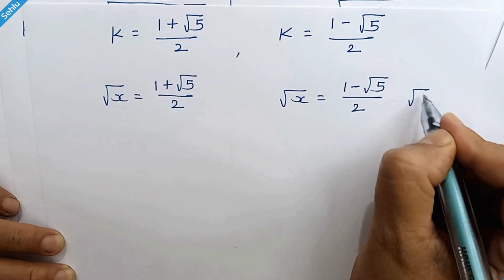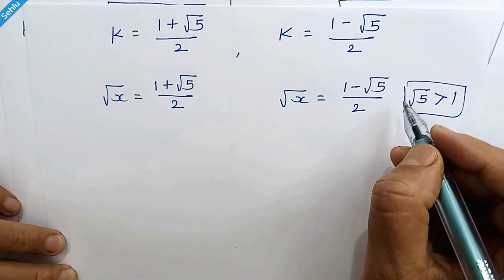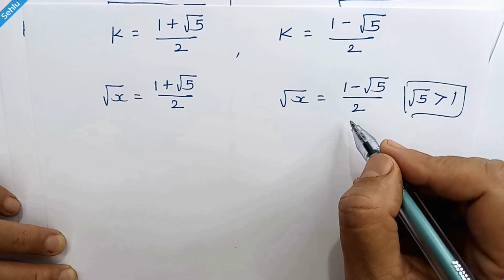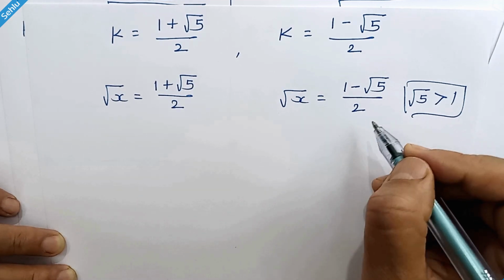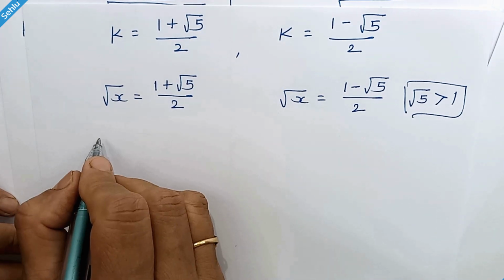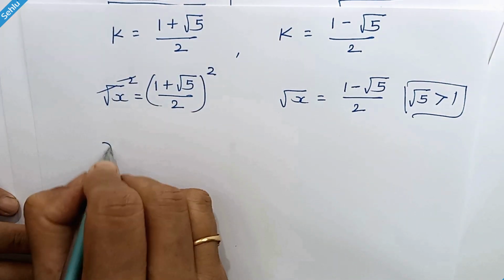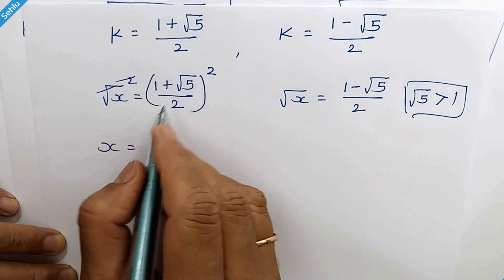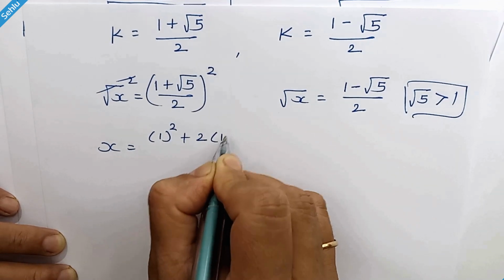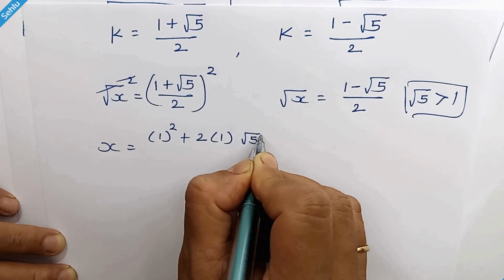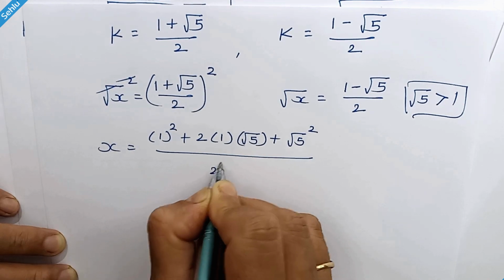Here square root of 5 is greater than 1, right? So this will be negative, but square root of x cannot be negative. So again, this will give us a complex value and we will discontinue this path as well. And here, taking square on both sides, square and square root will be cancelled. So it will be x is equal to, now here we can write 1 squared plus 2 times 1 times square root of 5 plus square root of 5 squared over 2 squared.